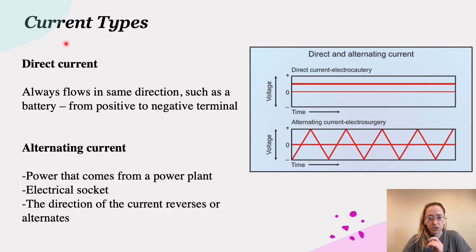Okay, we briefly touched on current types. We know that we are using an alternating current with electrosurgery, and then a direct current is used with electrocautery. The direct current is always flowing in the same direction, kind of like a battery, positive to negative. The alternating current is like what we have from an electrical socket. We use alternating current in the United States, and it's called alternating because the direction alternates.